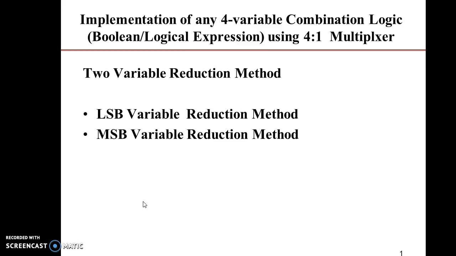Hello, here I am going to introduce you to implementations of any 4 variable combinational logic circuit or Boolean expression using a 4:1 multiplexer. There are two variable reduction methods introduced here: one is called the LSB variable reduction method and the other is the MSB variable reduction method.